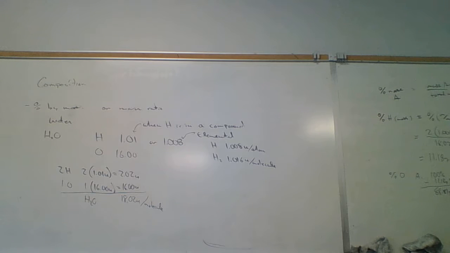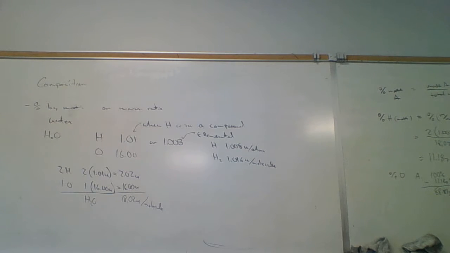Now, the situation is the percent hydrogen plus the percent oxygen has to equal 100%, because this is just made up of hydrogen and oxygen. And so if I take 11.187 plus 88.813, that equals 100%. However, if I take 11.187 plus 88.79, do I get 100%? So let's try this one. 11.187 plus 88.79 equals 99.977%. Do you see that? It doesn't add up to 100%.